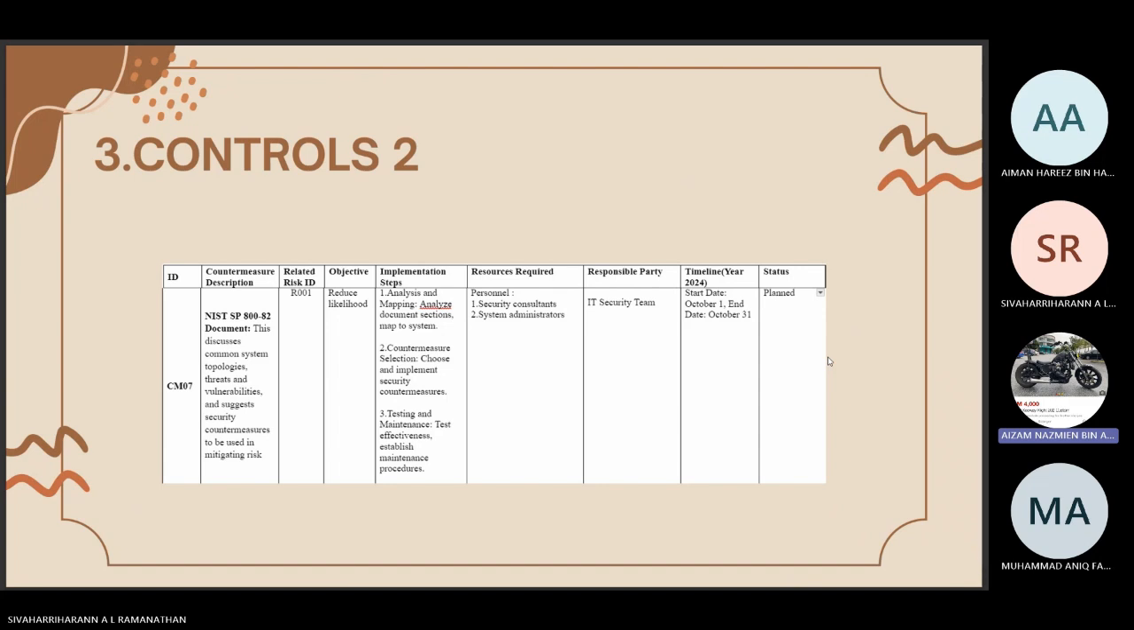The implementation team includes security consultants, system administrators, and the IT security team. The plan timeline is from October 1 to October 31, currently in the planning stage.